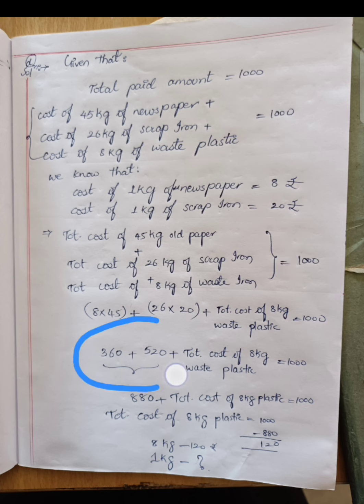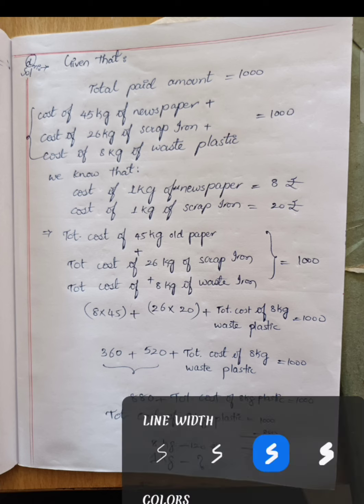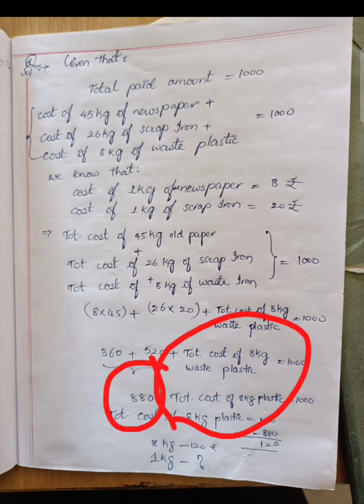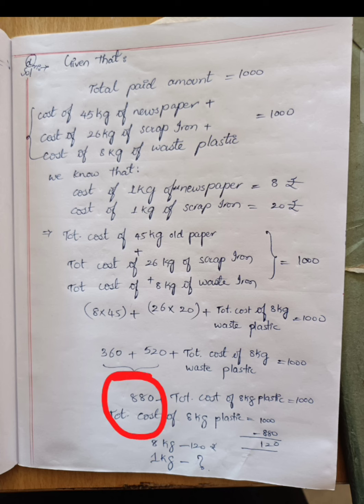Okay, now here both the integers are there with positive sign, so we need to add them. Okay, after adding write it as it is. Then total cost of 8 kg waste plastic is equal to 1000. Now here we want to know only total cost of 8 kg plastic, so 880 rupees is unwanted for us, so we need to remove.